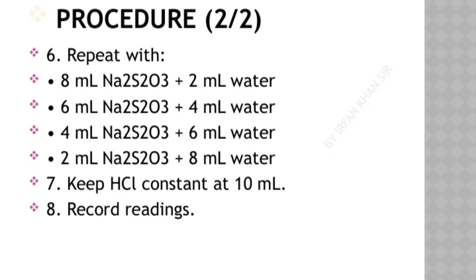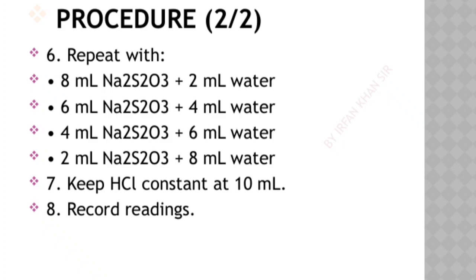We will repeat the process with different volumes of sodium thiosulphate. Specifically, we'll try 8 milliliters of Na₂S₂O₃ mixed with 2 milliliters of water, then 6 milliliters of Na₂S₂O₃ with 4 milliliters of water, followed by 4 milliliters of Na₂S₂O₃ with 6 milliliters of water, and finally 2 milliliters of Na₂S₂O₃ with 8 milliliters of water.